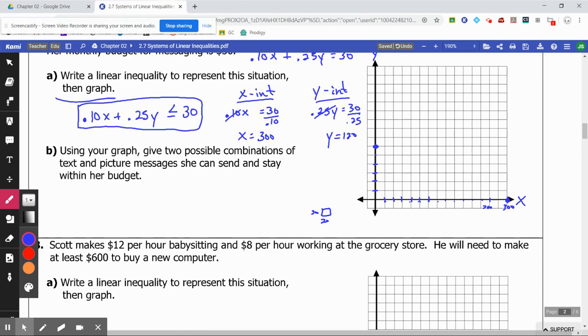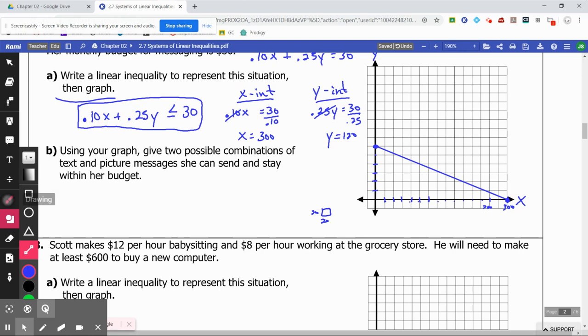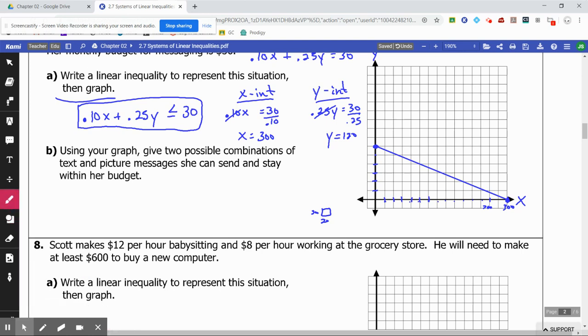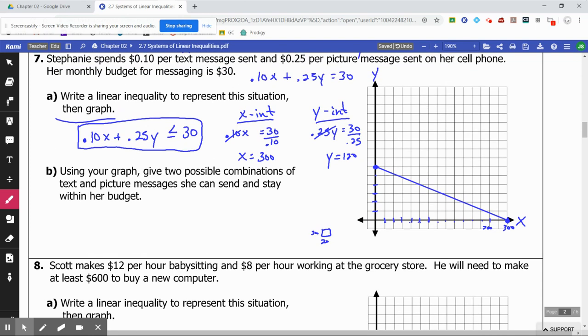And we're going to draw our line. Let me draw as good of a line as I can. And that looked like a pretty good one there. The reason I had to draw as good of a line as I could is because I've got to be careful about which points are above and below it now. So that was the line 0.10x plus 0.25y equals 30. So there we have it.